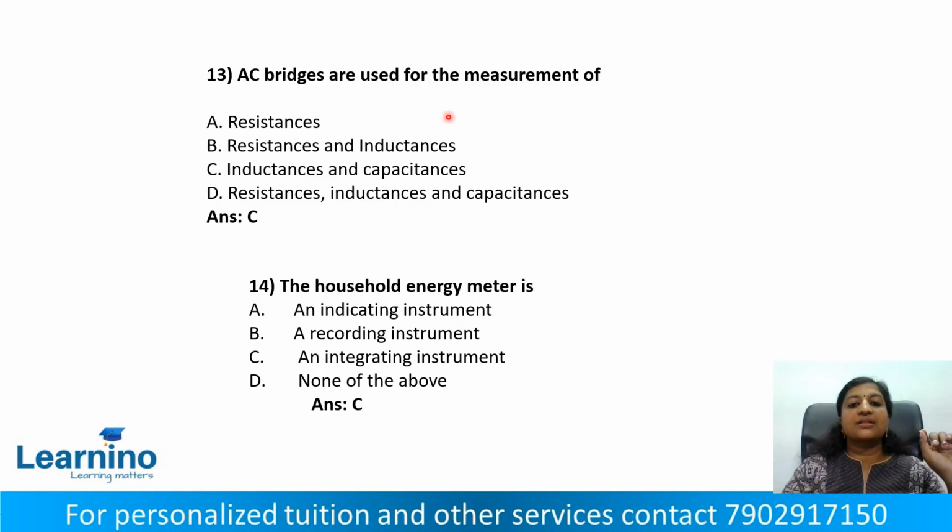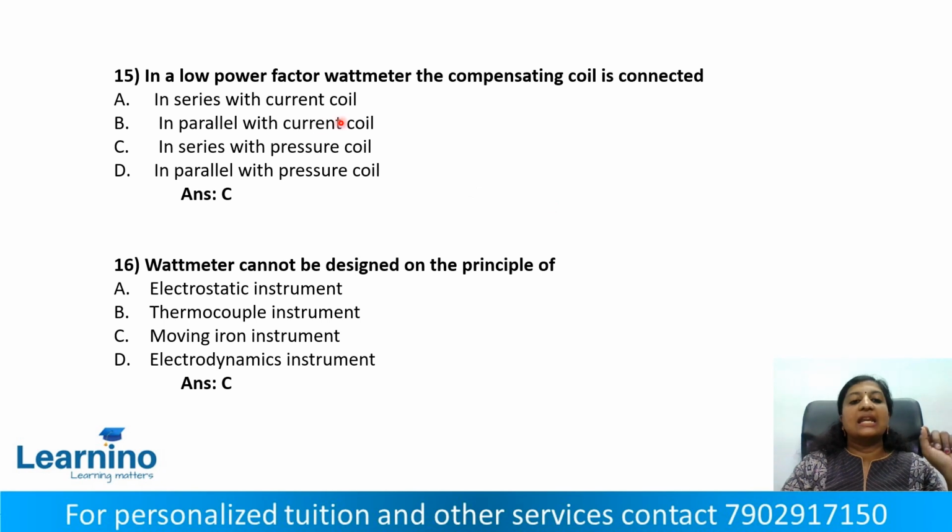Question number 13, AC bridges are used for the measurement of inductance and capacitance. Okay, we use AC bridges to measure inductance and capacitance. The household energy meter is an integrating instrument. Question number 15. In a low power factor wattmeter, the compensating coil is connected. Option A in series with current coil, option B in parallel with current coil, option C in series with the pressure coil, and option D in parallel with the pressure coil. For low power factor wattmeter, the compensating coil is connected in series with the pressure coil.